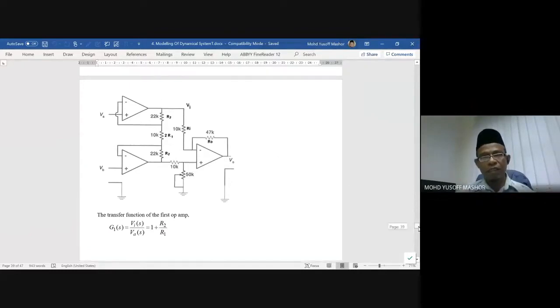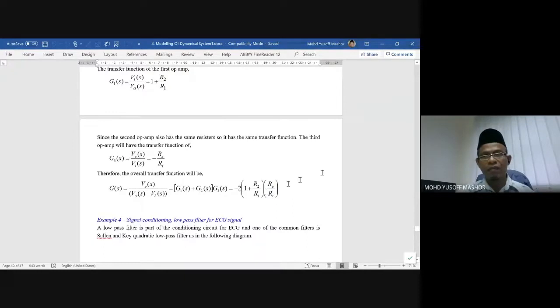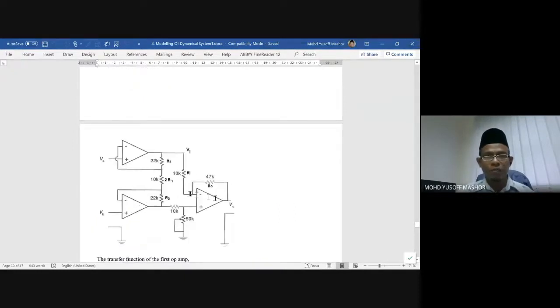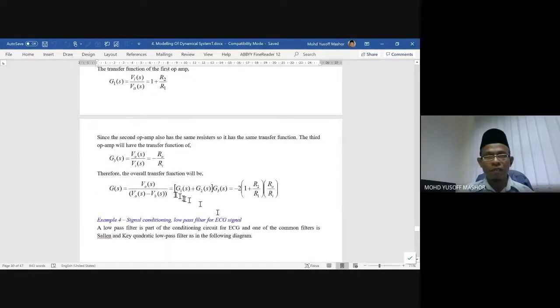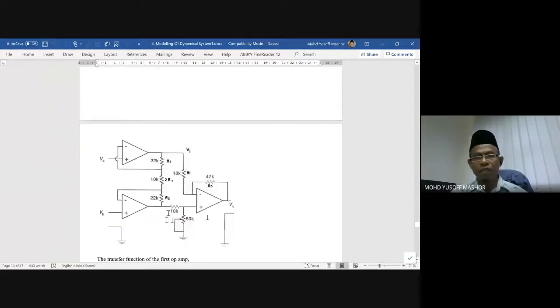When you multiply, you get something like this. Of course, these two are in parallel, G1 and G2 from op-amp 1 and op-amp 2, and you multiply with the third stage, which is inverting. So you get something like that. It's nothing new, just a normal op-amp transfer function, just to know the structure of that, and of course you can model.